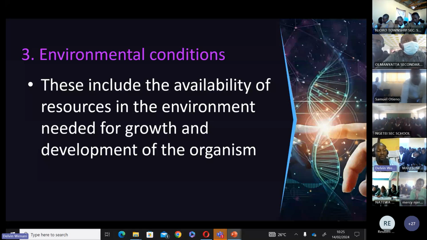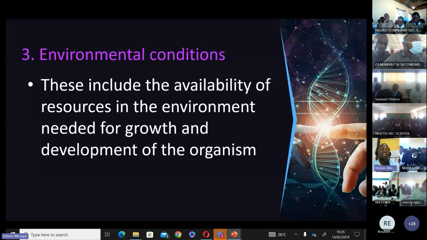I'll give an example. An individual may have the capability of growing tall. A plant may have the genes for tallness in it. But because of insufficient water, insufficient nutrients, or lack of food, that individual may have what we call retarded growth. In plants, we say it becomes short, and in animals, we may say it becomes dwarf. Why?